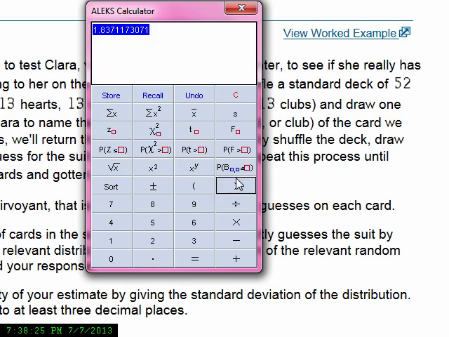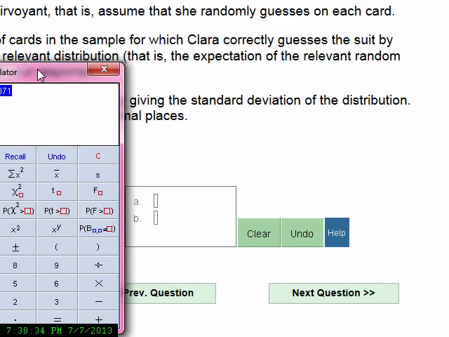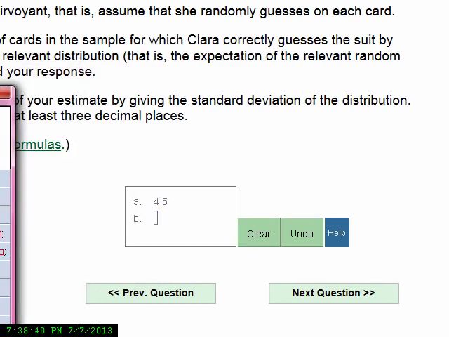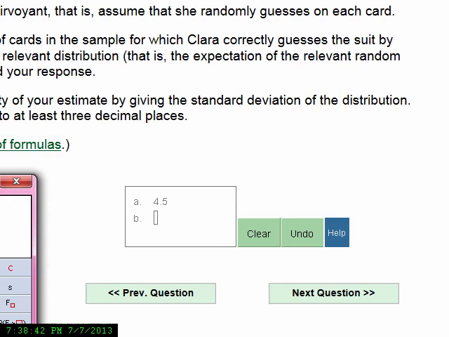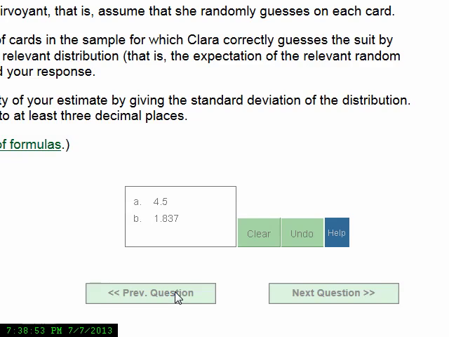All right, so we take the square root of those, and you get 1.837. So let's put in the 4.5 and 1.837. I think this one they want to 3 decimal places. Okay. So 1.837. Then we'll stop here, and I'll do another movie to finish up the rest.